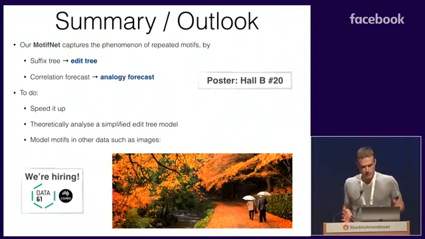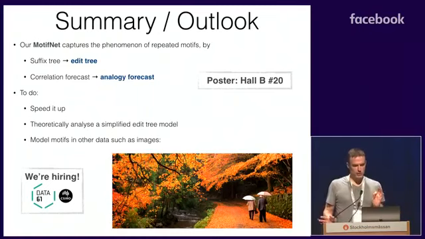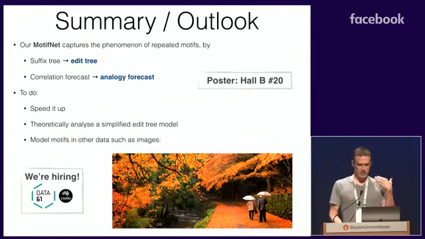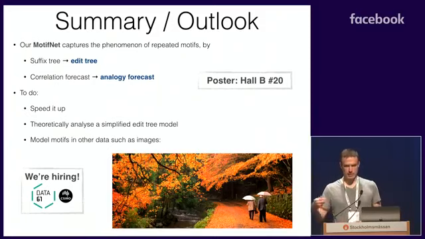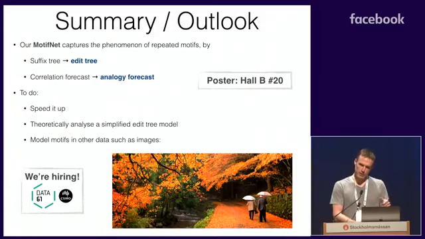So that pretty much wraps up. The motif net tries to model the phenomenon of repeated motifs. In some sense, you can think of it as replacing a suffix tree with an edit tree, and rather than looking for a match and assuming the same thing will happen again, it looks for a subsequence which has a strong relationship to the current suffix and assumes it will continue analogously in the present case.